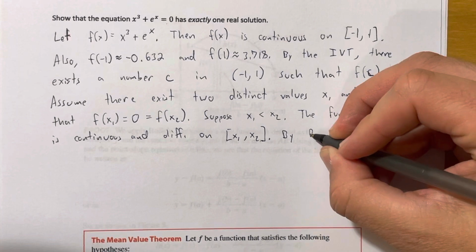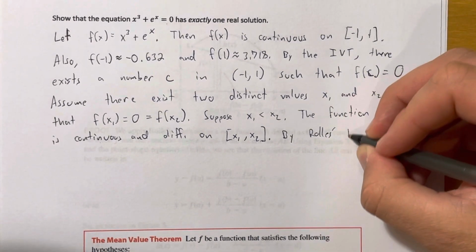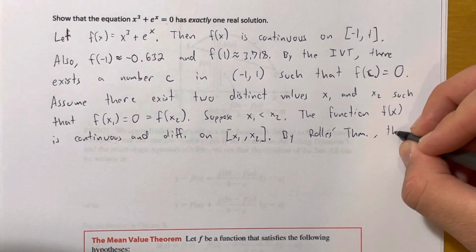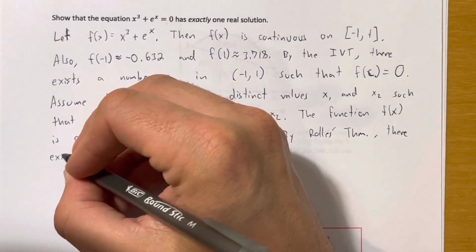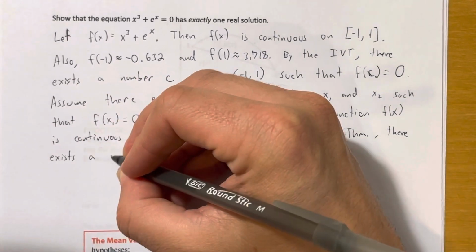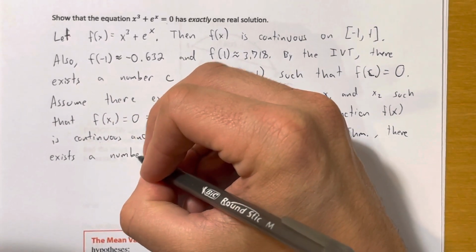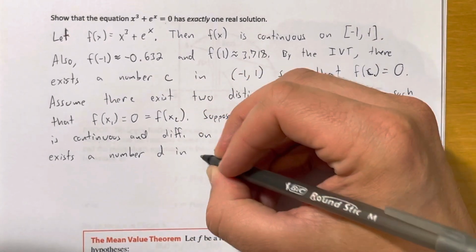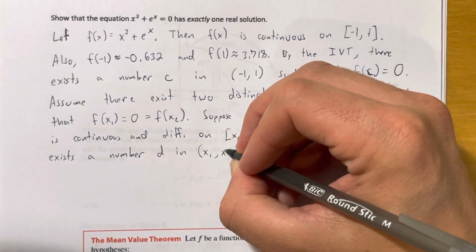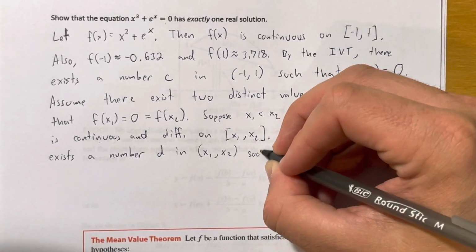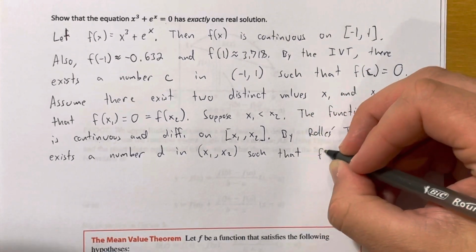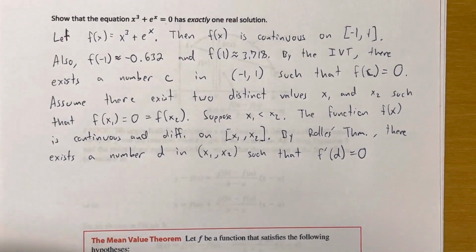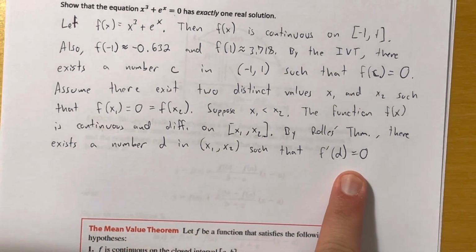By Rolle's theorem, I'm going to abbreviate theorem THM, there exists a number. I've already used C up there, so I'm going to call this D, in the open interval x1, x2, such that f prime of that number, D, is equal to 0. That's what Rolle's theorem guarantees. This is the thing that's going to end up leading us to a contradiction.